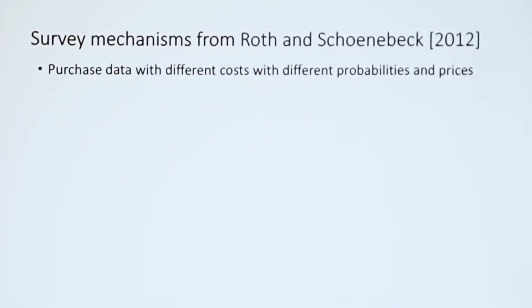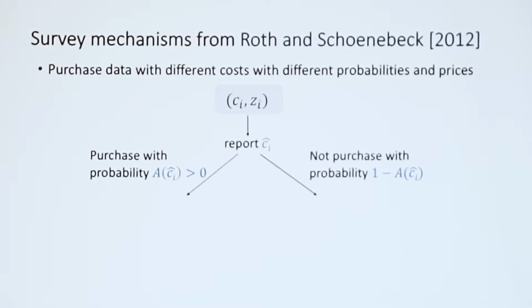So Roth and Schoenebeck propose a mechanism to optimally purchase the data. So the mechanism works as follows. The idea is basically to purchase different data with different probability and prices. So when a data provider arrives, I'll first ask them to report the cost. And based on this cost, I'll purchase the data with a probability. If I decide to purchase the data, I'll pay him a price, also depending on the cost. If I decide to not purchase the data, then nothing will happen. And we set the observed data equal to 0.